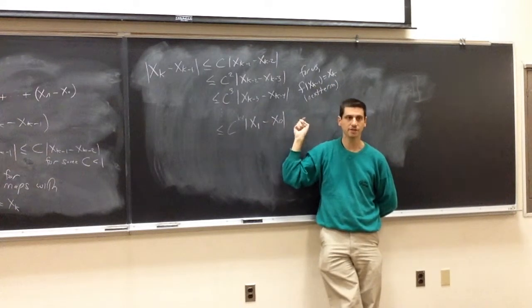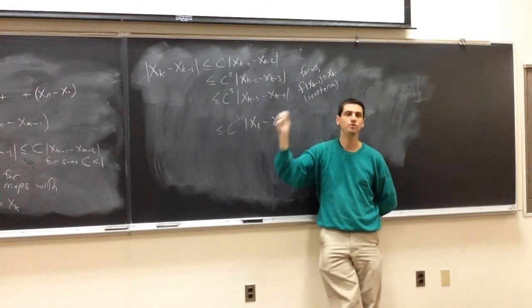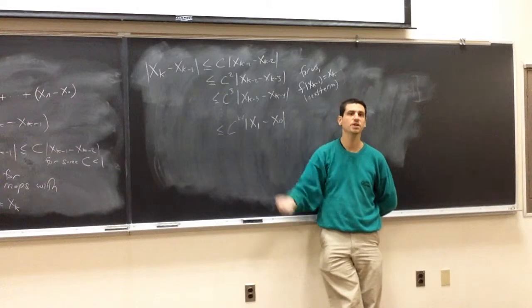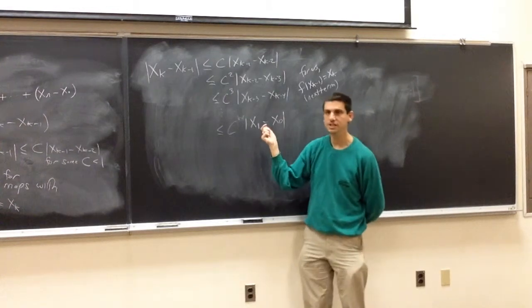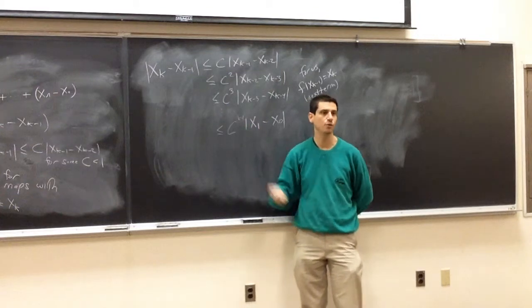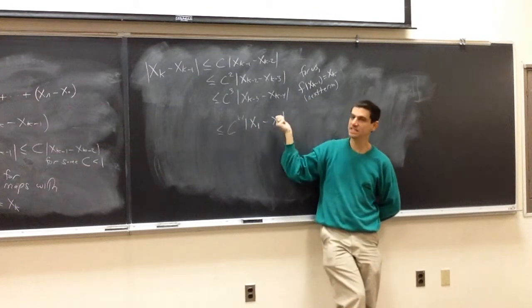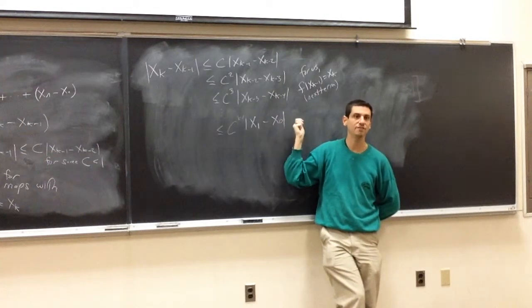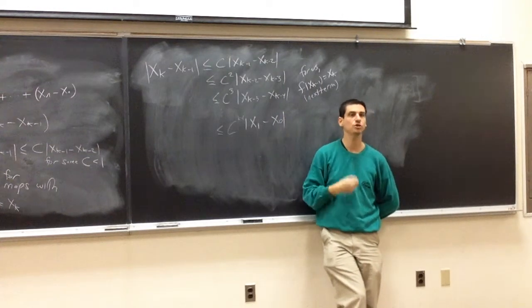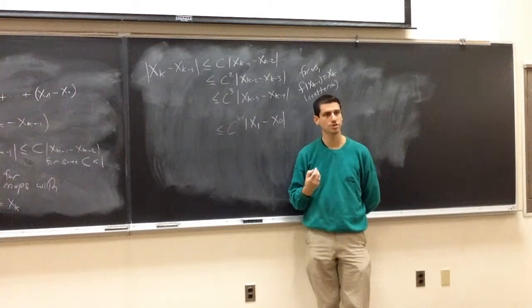So now that we have this, not only are the terms going to 0, but they're going to 0 geometrically. They're going to 0 exponentially fast. Think of C as 1/2. Then the different terms are 1/2, 1/4, 1/8, 1/16, 1/32. Even if C is close to 1, 99 out of 100, it'll just take longer, but you're still going to have things getting closer and closer to 0 fast.